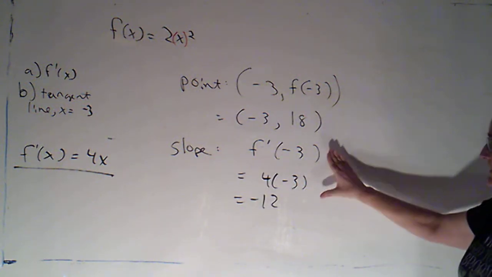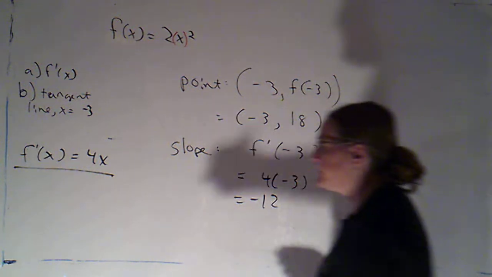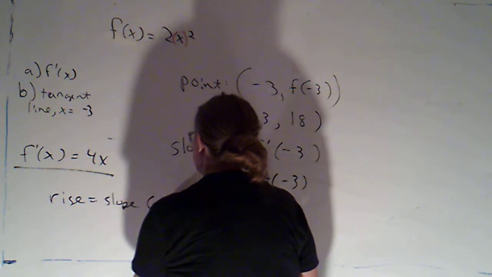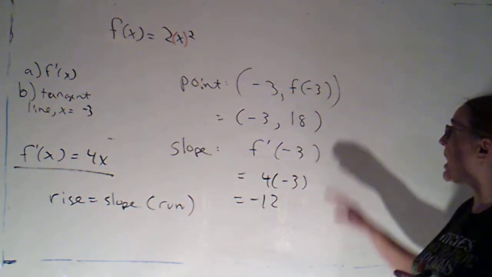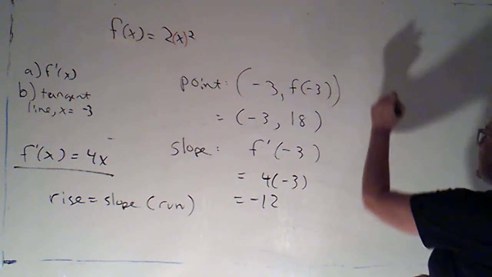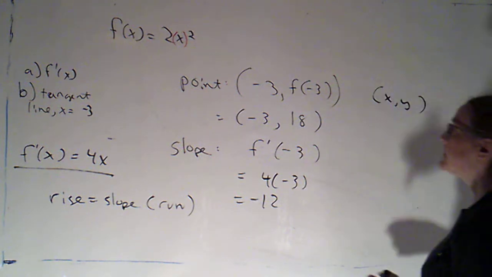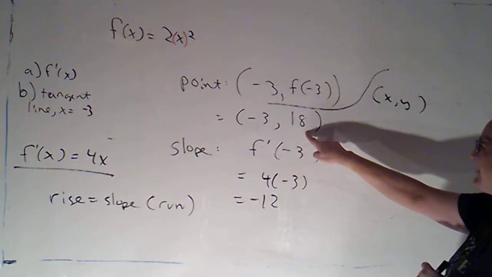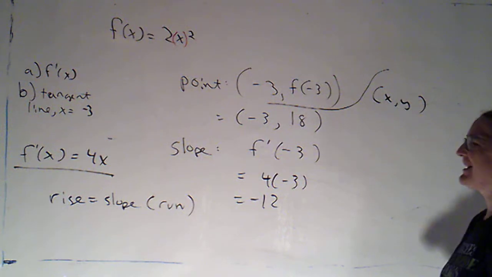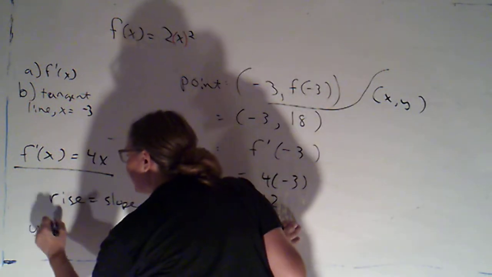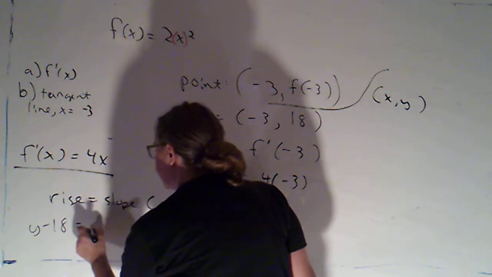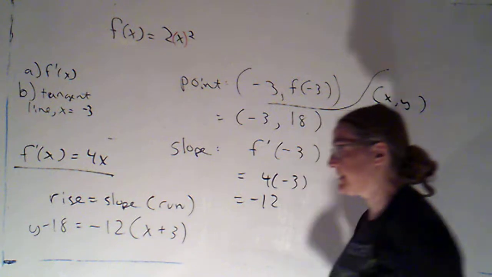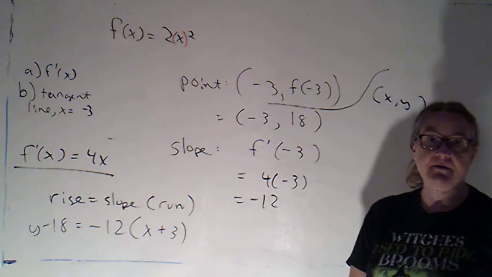And then since I have a point and the slope, I like to just use point-slope form. Rise is equal to slope times run, where I'm calculating the rise and the run using this point, where I've actually evaluated f of negative 3, and an arbitrary point xy. So my rise would be y minus 18, my slope we said was negative 12, and my run is x minus a negative 3, which becomes x plus 3.